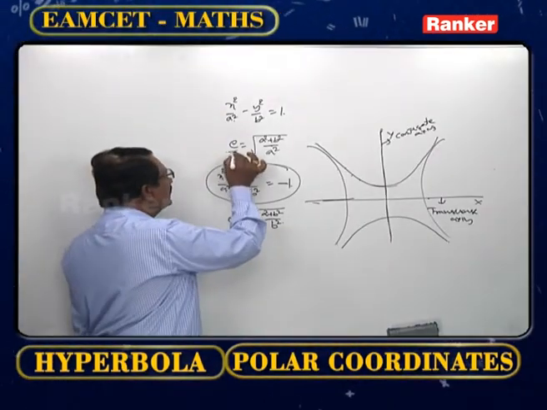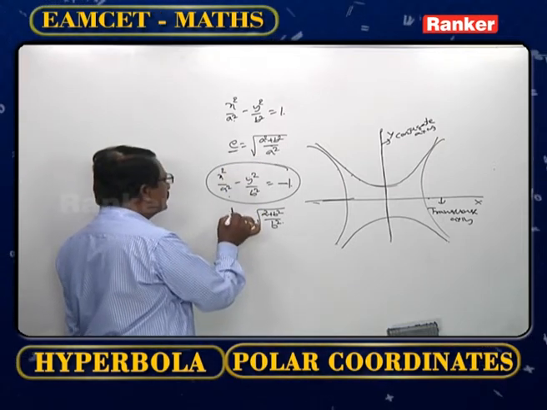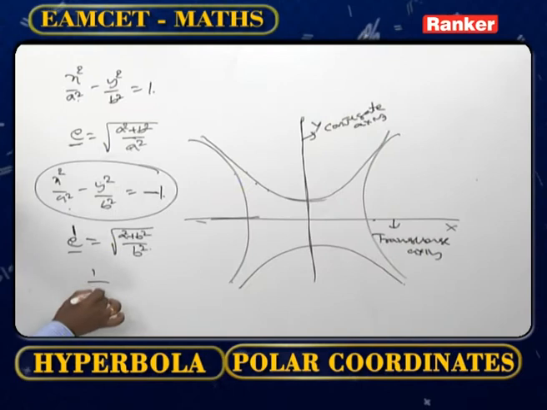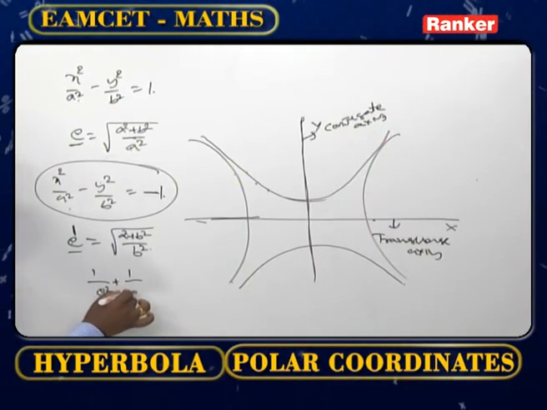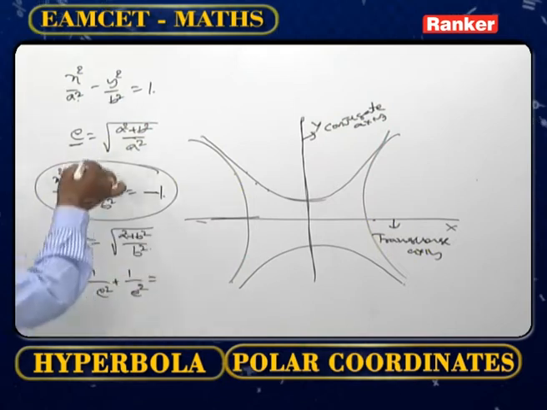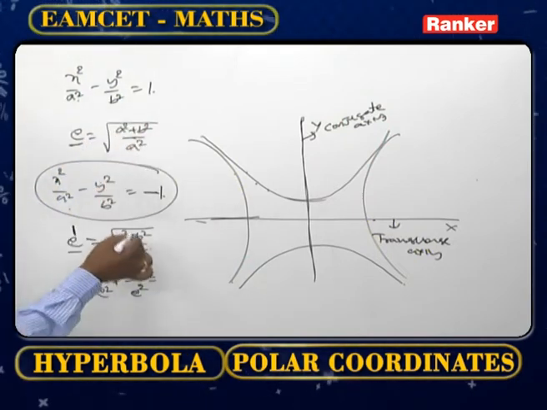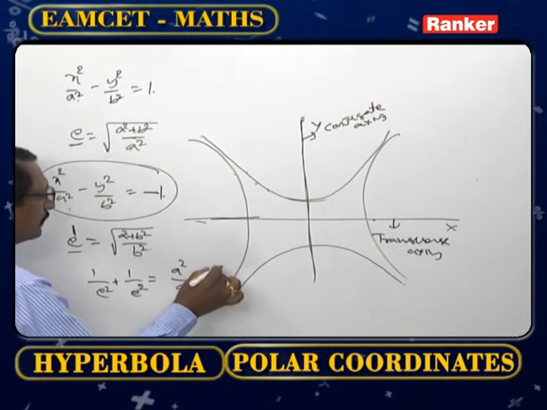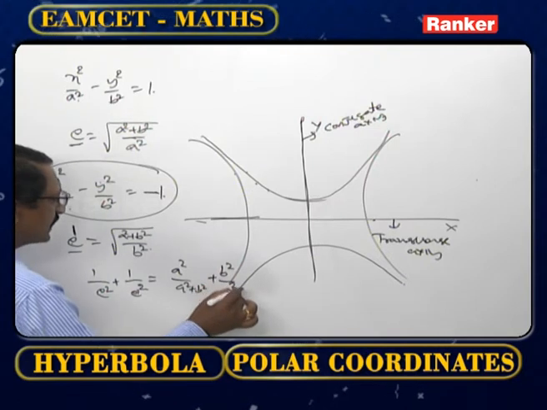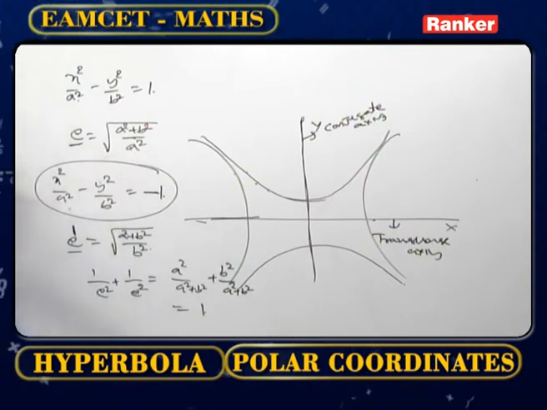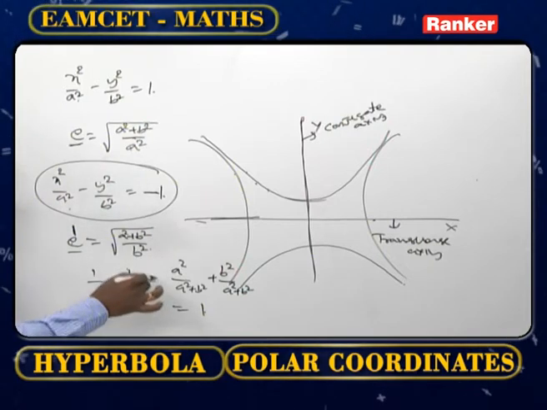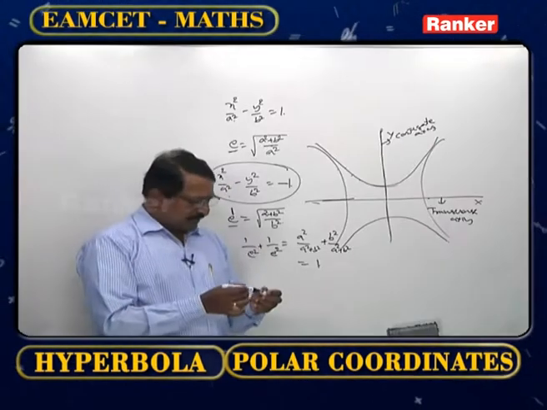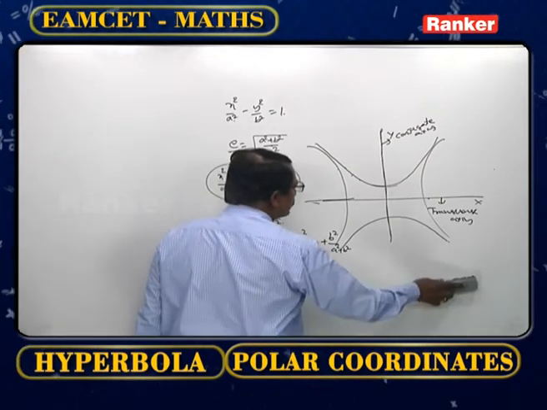Now, if E and E dash are the eccentricities of a hyperbola and its conjugate, then squaring and taking reciprocals and adding both, we get a square by a square plus b square plus b square by a square plus b square, that equals 1. So if E and E dash are the eccentricities of a hyperbola and its conjugate, then always 1 by E square plus 1 by E dash square equals to 1.